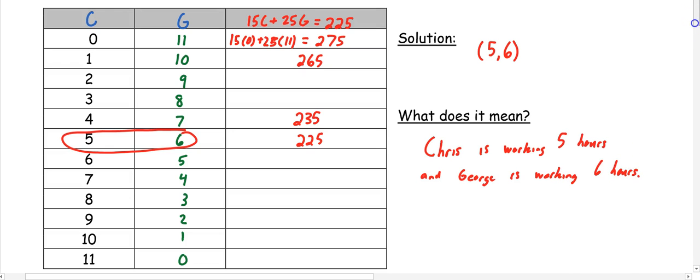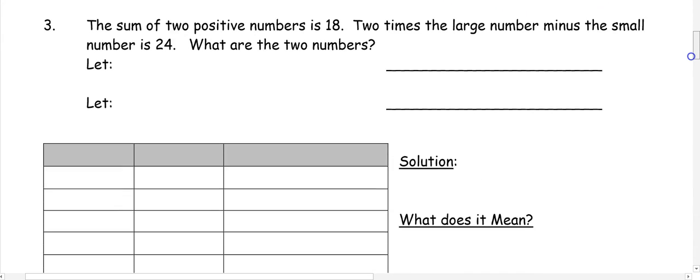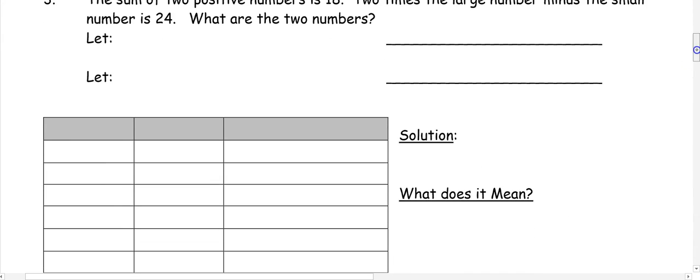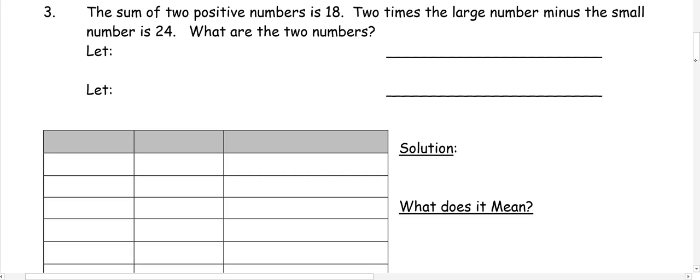All right, so let's try another one where we're using a table to solve. So the sum of two positive numbers is 18. 2 times the large number minus the small number is 24. What are the two numbers? So we have two numbers here. We have large and small. So let's say that L is for large number and S is for the small number.